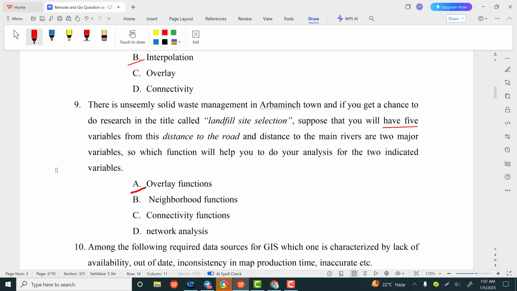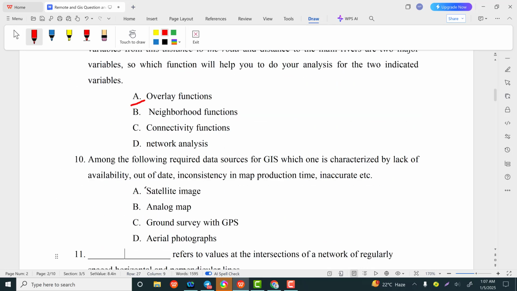To compute any modeling, overlay function is one of the parameters. For instance, if we do have 5 or 6 variables with different weights, we work using the weighted overlay function or any other parameters. So overlay function is the answer.